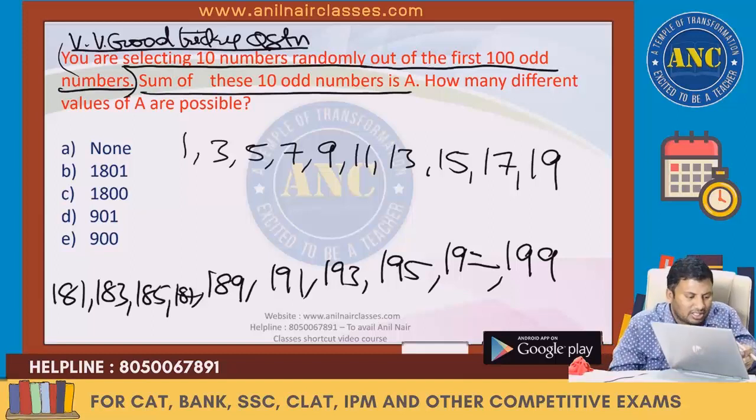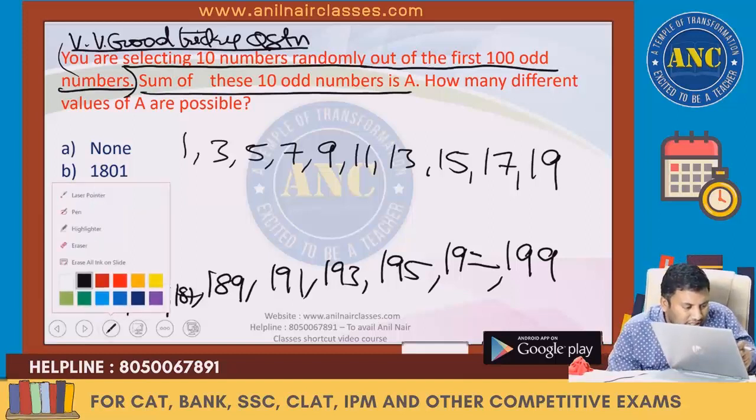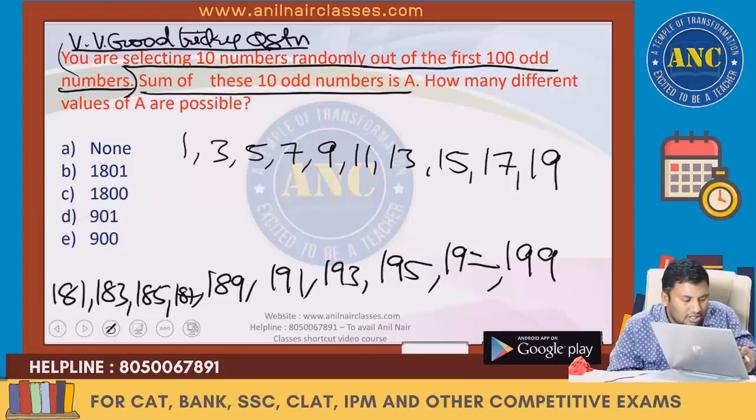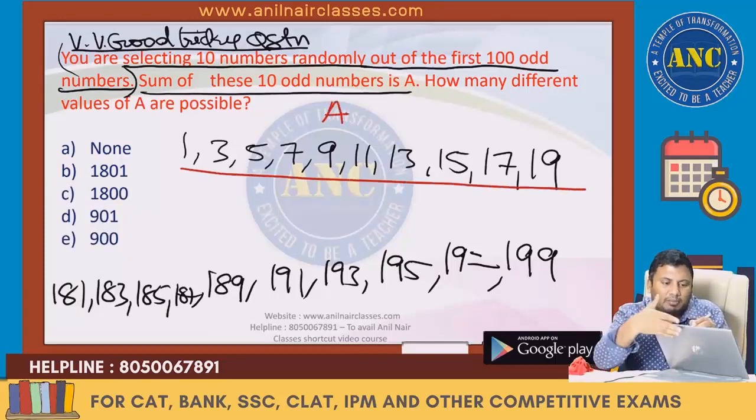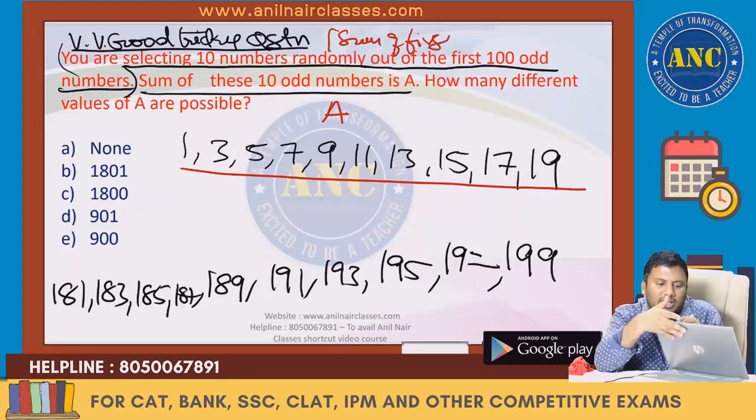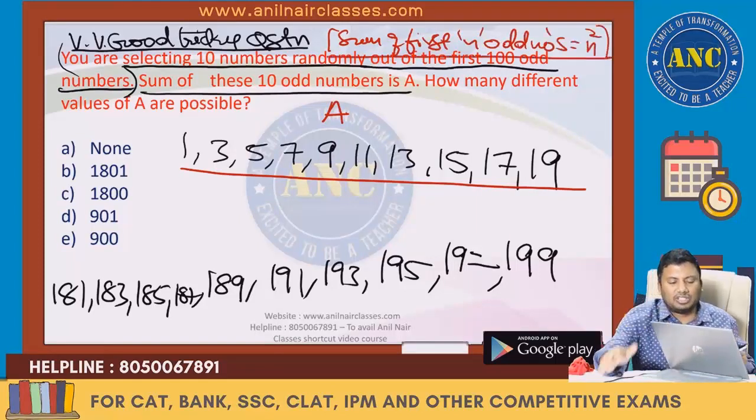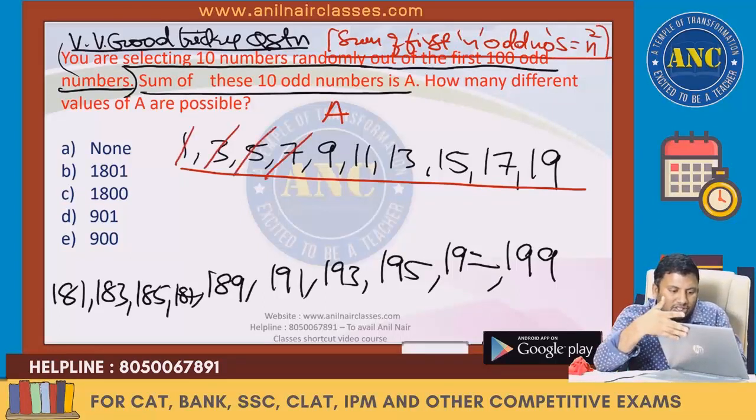Listen carefully, sir. First thing: the sum of these 10 numbers is A. If I add all these, what is the sum of the first n odd numbers? It is nothing but n square. The sum of the first n odd numbers is n square: 1, 4, 9, 16, 25, 36, 49, 64, 81.